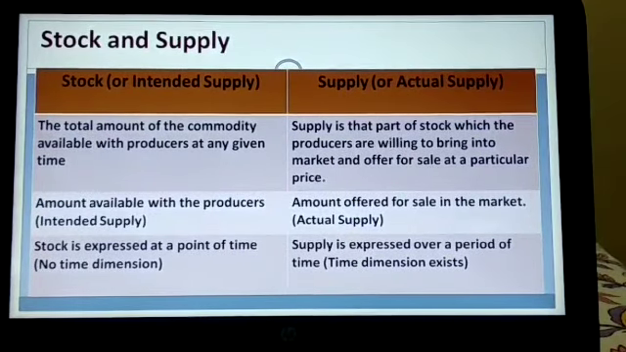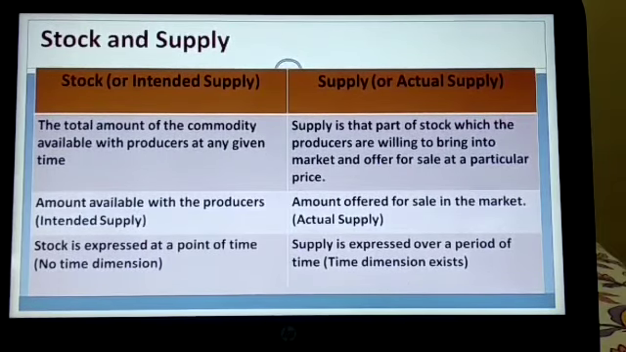The third difference says that stock is expressed at a point of time. It means on a particular date, at a particular point of time. And supply is expressed over a period of time. So suppose a producer has 600 bottles of cold drink on 1st May. That is having no time dimension. So on a particular date, 1st May, the producer has 600 bottles of cold drink.